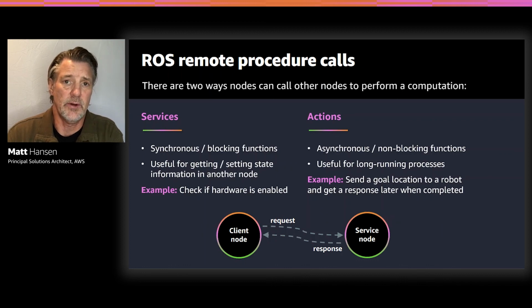So for those, you send a goal location to a robot, for example, and then rather than wait, you do other processing, and at some point later in time, you get a response that says, I finished what you asked me to do. So here you see in the example that we've got a client node and a service node, and the client makes a request, and then the service node provides a response. And the main difference, as I mentioned, between services and actions is when that response comes, whether it's immediate or much later.